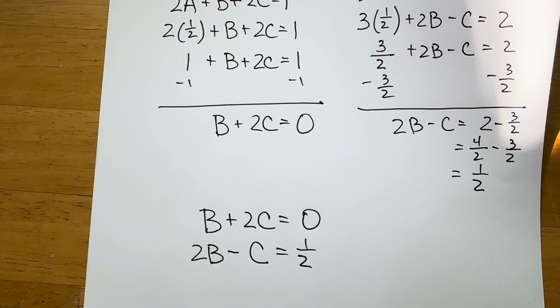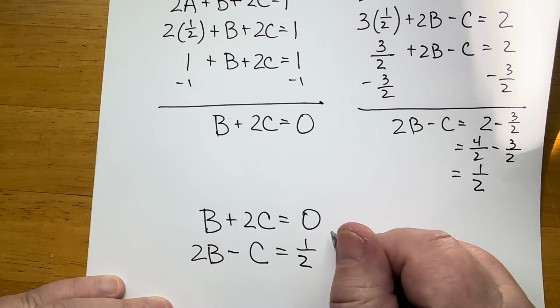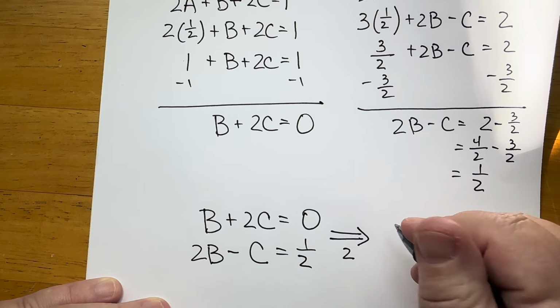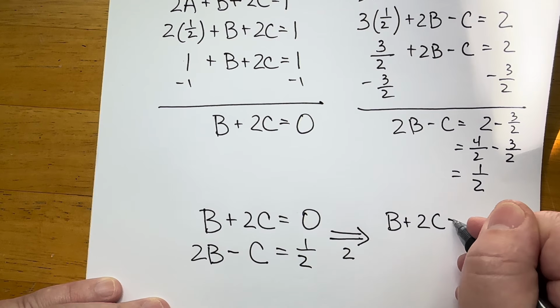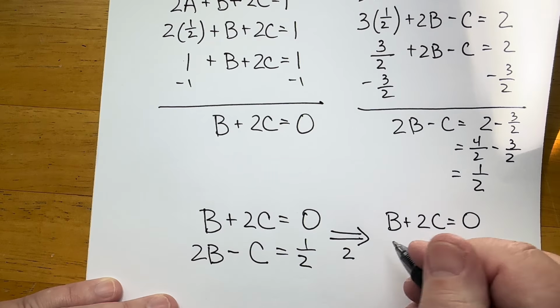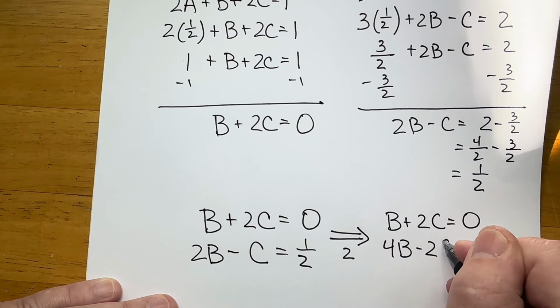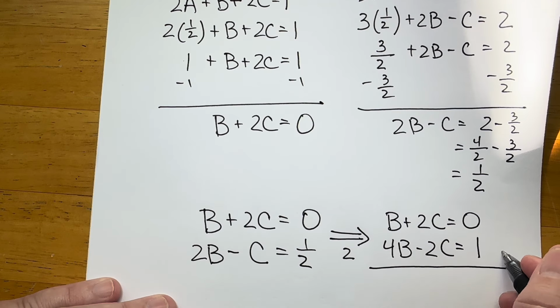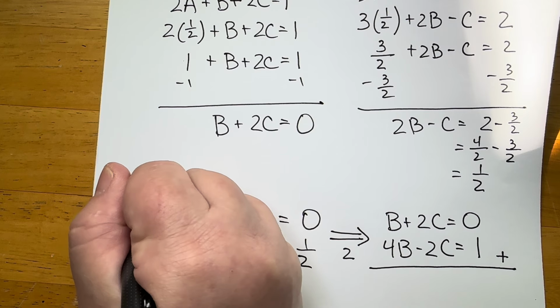And hopefully you guys remember, when we've got 2 equations and 2 unknowns, we can do something called elimination, or elimination by addition. And so what I'm going to do is say, what if I multiply the bottom by 2? Then I've got B plus 2C equals 0. And then down here I've got 4B minus 2C equals 1 when I multiply each of these.